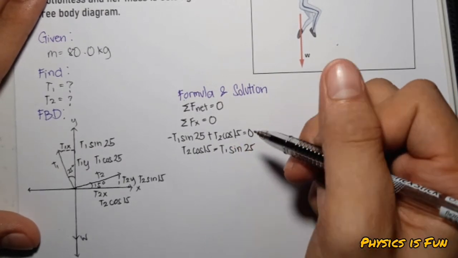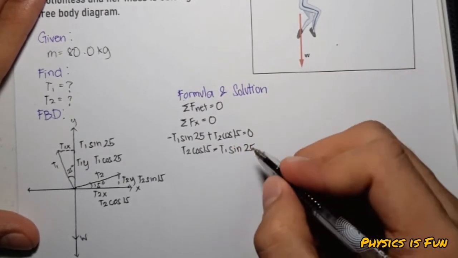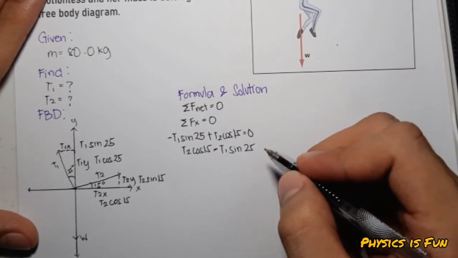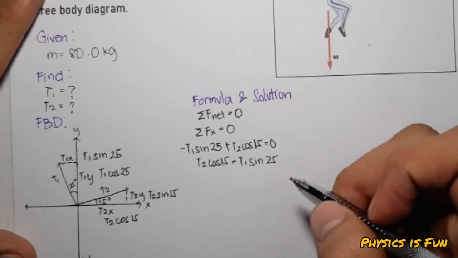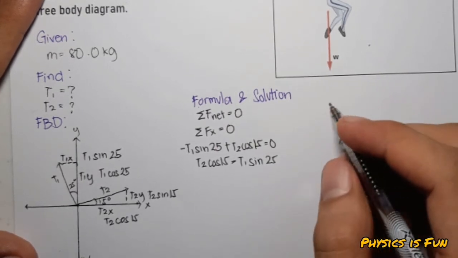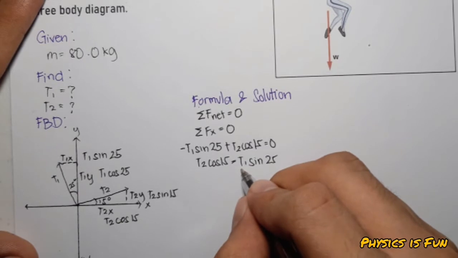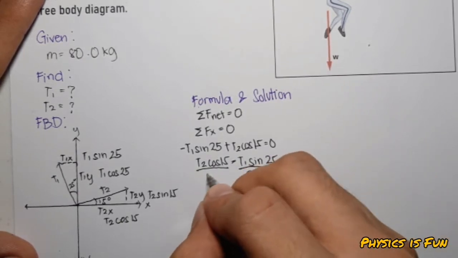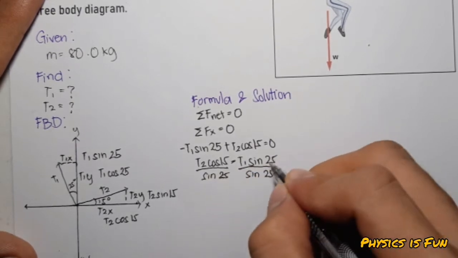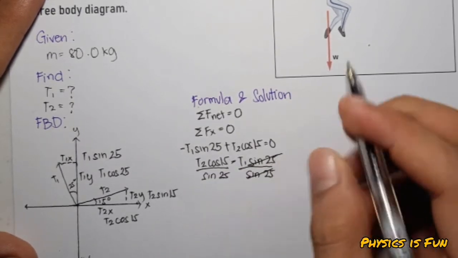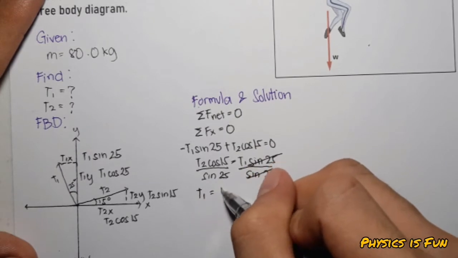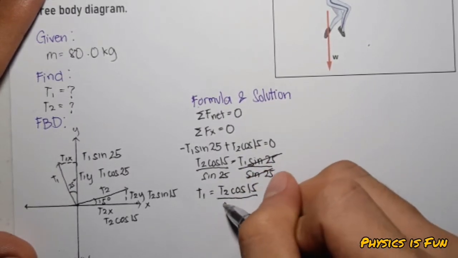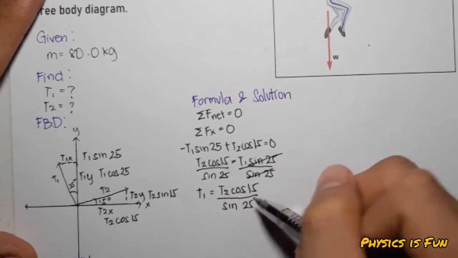For convenience in this kind of problems, since there are still no known variable to us, we must exclude one. And in this problem, we will exclude T1 by dividing sine 25 to both sides. By that, we can cancel sine 25 here, giving us T1 equals T2 cosine 15 over sine 25.